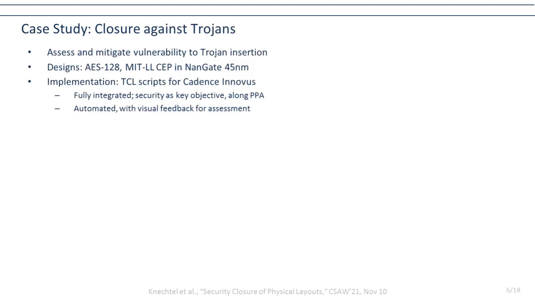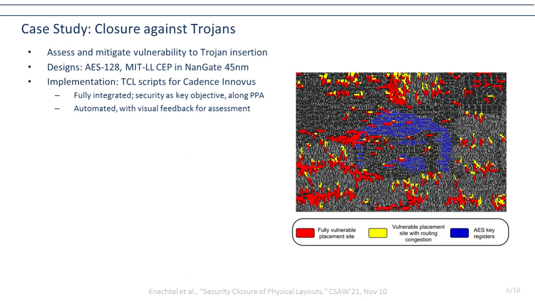So also here, let me be a bit more specific by walking you through some case studies. The first one is closure against Trojans, that is the malicious circuit modifications. We did implement this in a commercial CAD tool, but this is basically generic, so the principles we followed are generic. This is really just a case study we followed. And a key point here to take away is that this is fully integrated as well as automated with visual feedback as well for the designer.